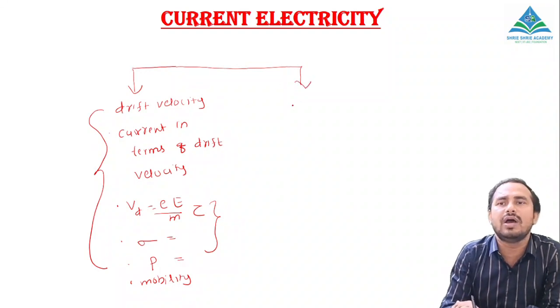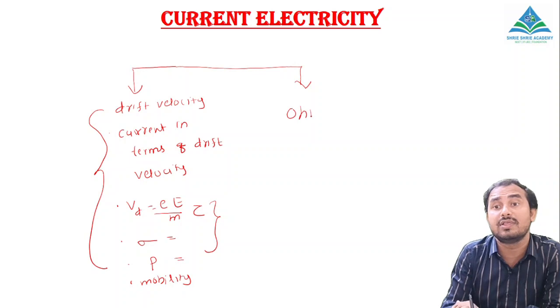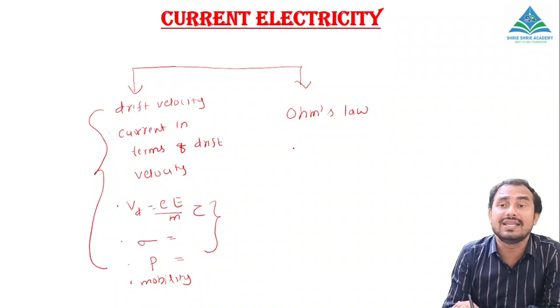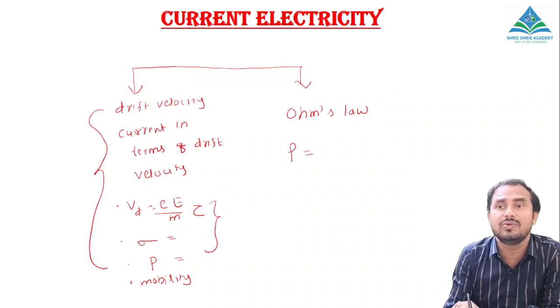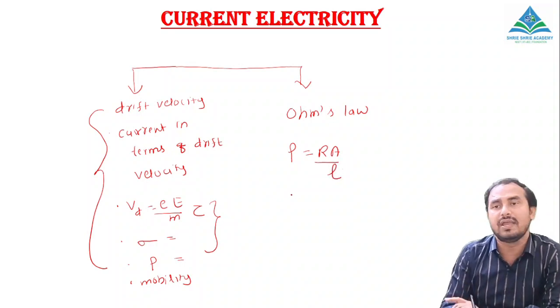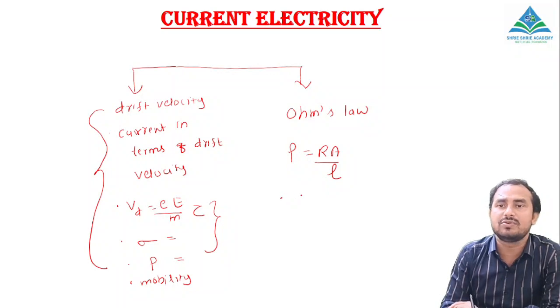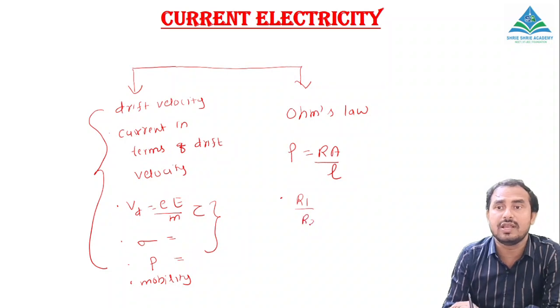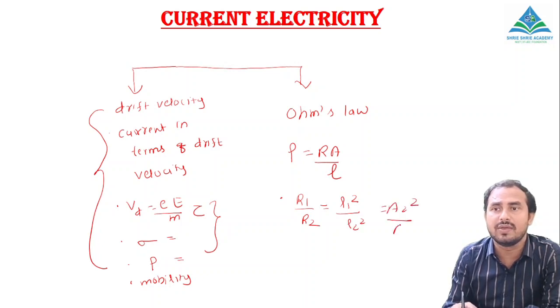The second part is the Ohm's law concept, which you have already learned in 10th class. Here the most important thing is the relation between resistivity and resistance, that is, rho equal to RA by L. The concept is very simple, but numericals can be many. When a wire is stretched, what happens to the resistance? The resistance is not proportional to L, it is proportional to L square. So R1 by R2 is equal to L1 square by L2 square, which is equal to A2 square by A1 square, which is equal to radius to the power 4 by radius to the power 4.